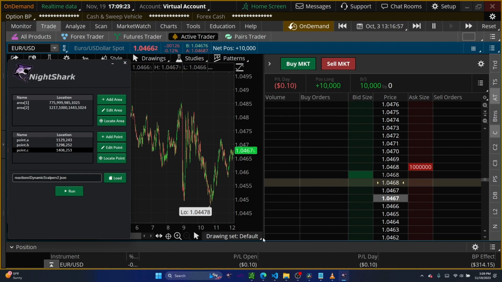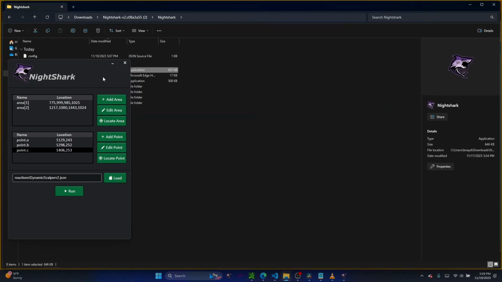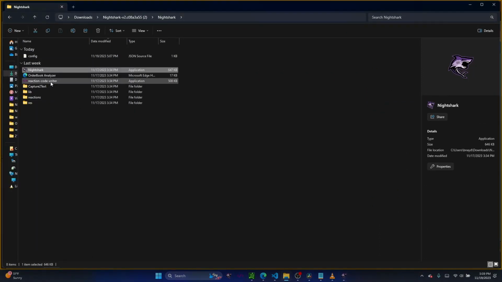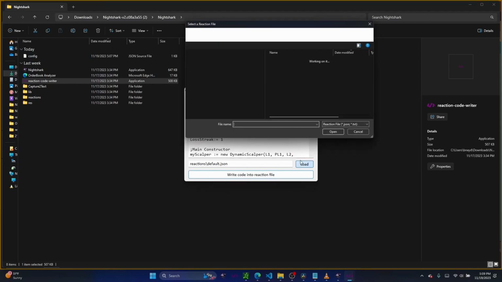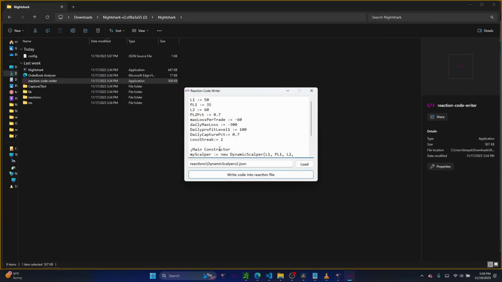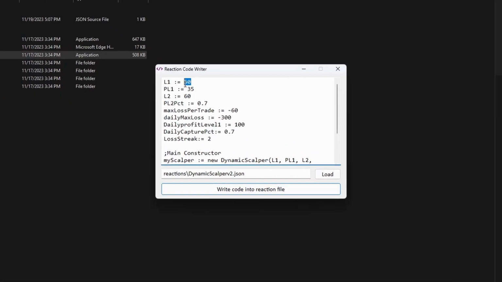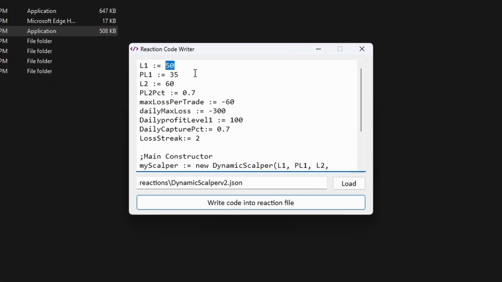So one more thing we need to do is configure our Nightshark. I'm going to minimize this part. The script that we loaded was the dynamic scalper v2, right? So here you can change any numbers. Our L1, let's say we want to set it at 60. Right after it reaches 60, we want to capture at least, let's say, $45. And our level 2 would be, let's say, 80. And after moving forward, it's going to capture 70% if it dips below that. Our max loss per trade, let's set it to 100.